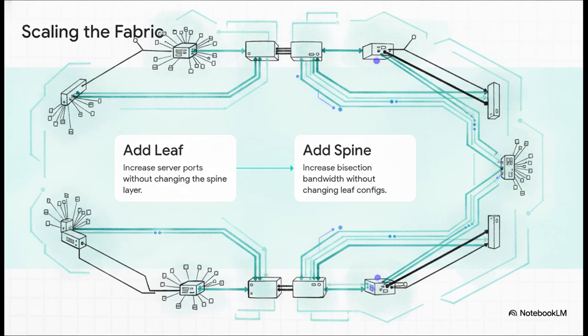It's just a modular formula. Need more capacity for servers? Simply add more leaf switches without touching the spine layer at all. Need more total bisection bandwidth across the network? Just add more spine switches without changing the leaf configurations.